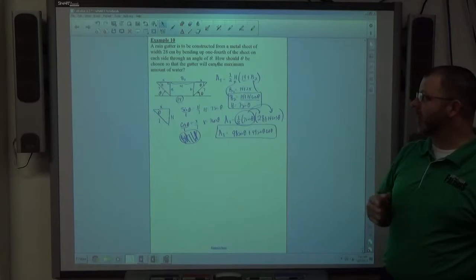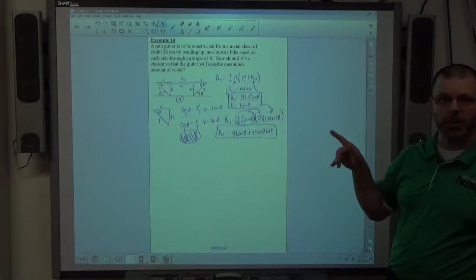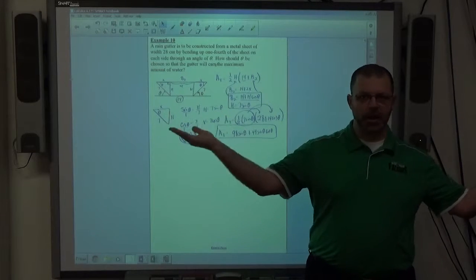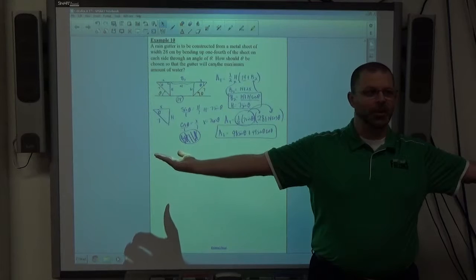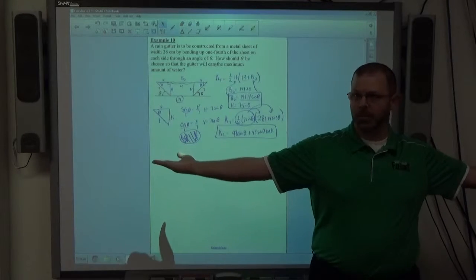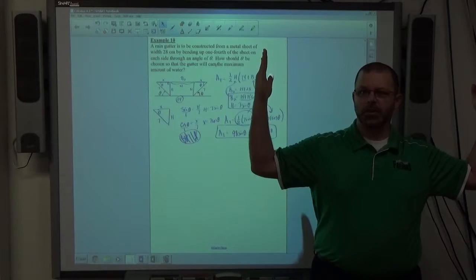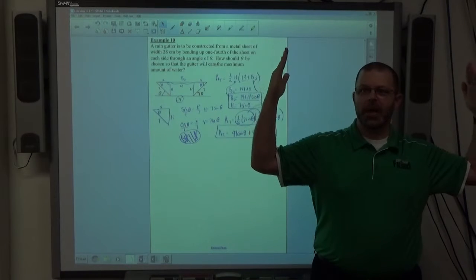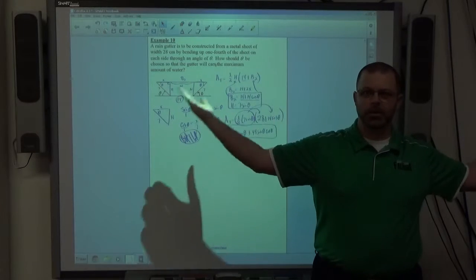Can everybody agree that theta probably is between 0 and pi over 2, though? Just looking at the picture. Imagine a gutter, right? If it's like this, that's 0. It's not holding any water, right? It's going to be falling off the side. So 0 is the bottom. This is 90 degrees or pi over 2. If you go beyond that, now the gutter gets smaller, right? So it's probably between 0 and pi over 2.